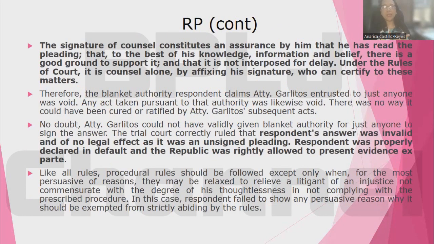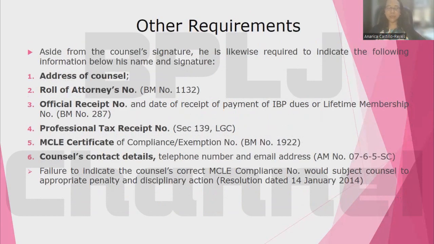The signature of counsel constitutes an assurance that he has read the pleading, that to the best of his knowledge there is good ground to support it, and that it is not interposed for delay. It is counsel alone, by affixing his signature, who can certify to these matters. Respondent's answer was invalid and of no legal effect, as it was an unsigned pleading. Respondent was properly declared in default, and the Republic was rightly allowed to present evidence ex parte.